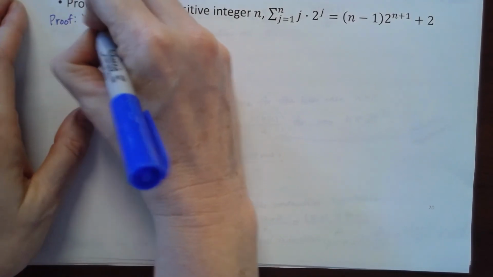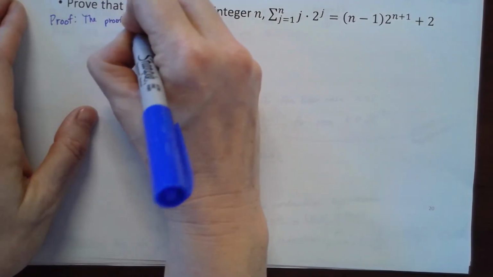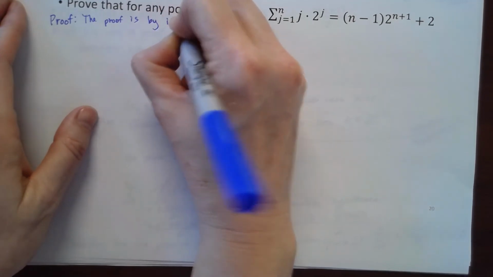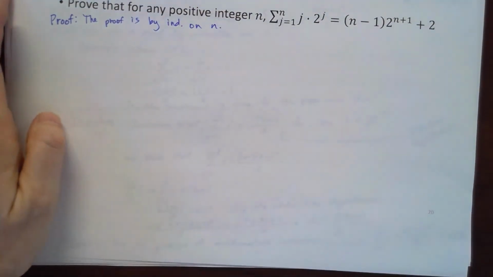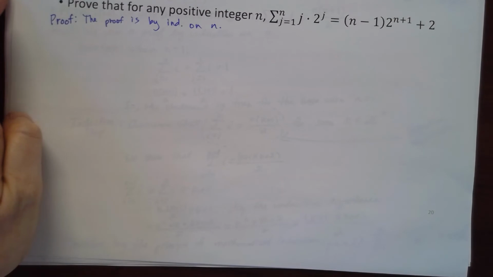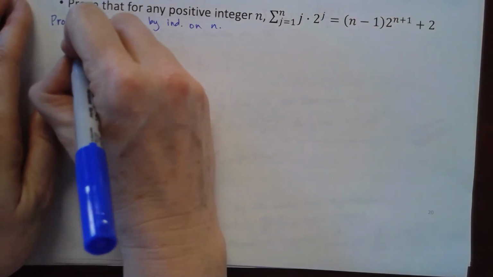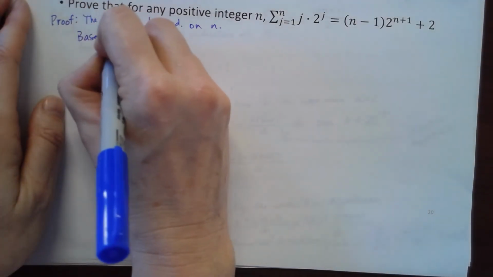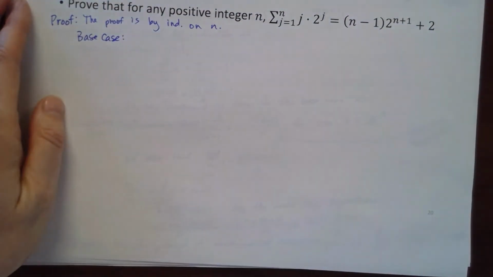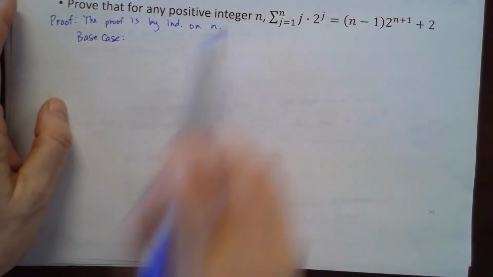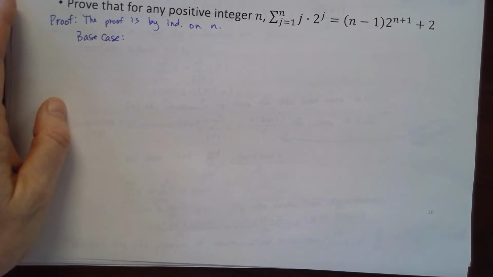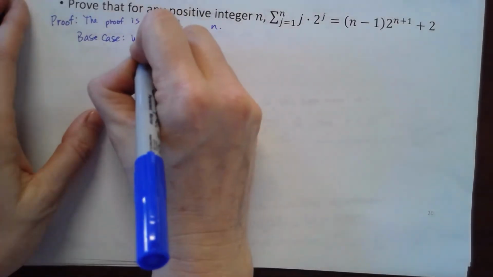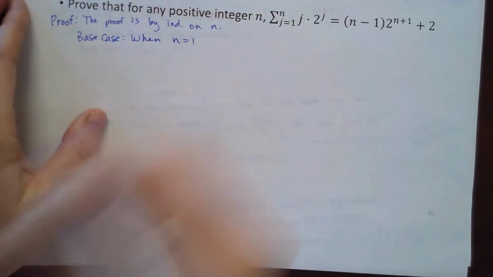So the proof is by induction on n. I might abbreviate some words for time. So we have our base case. We think about the positive integers. Got to go to the very first one. The smallest positive integer is 1, so we got to start there. That's got to be our base case. So we start there when n equals 1.